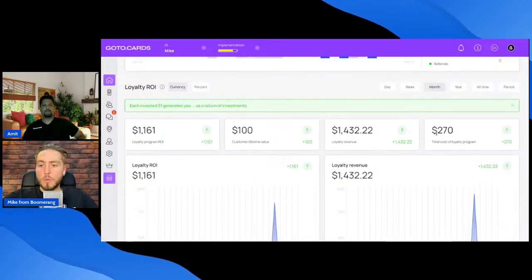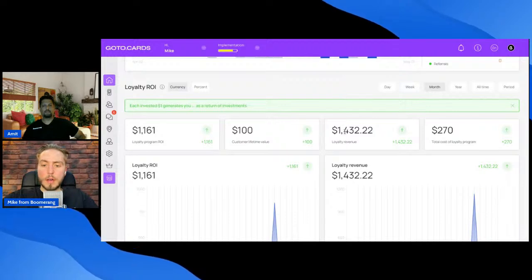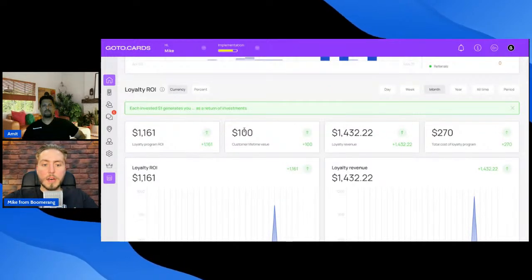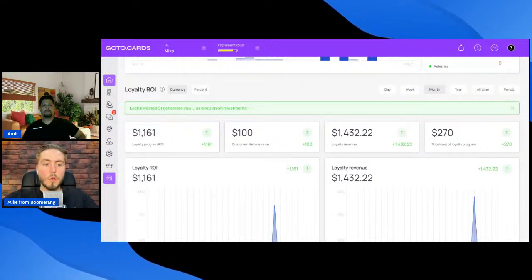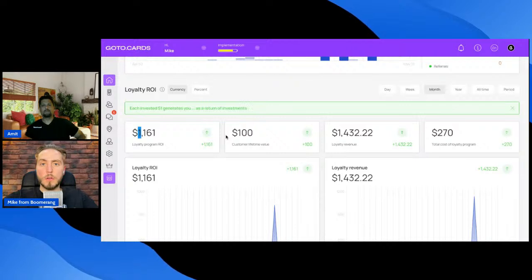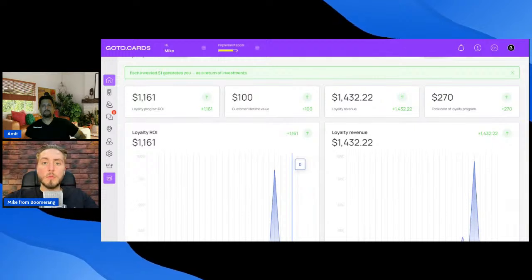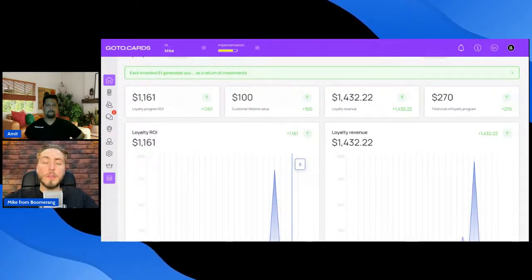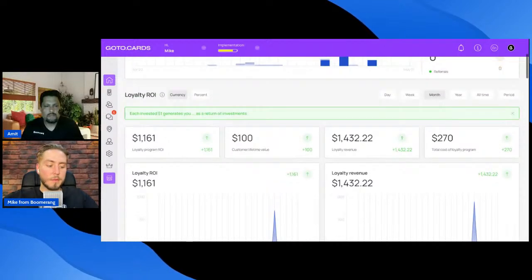With this loyalty program, we spend $270 a month to access the platform. The loyalty program generated $1,400, close to that. And the customer lifetime value in this case is $100. And the loyalty program generates as a return on investment $1,161 back. This is how it works. And you could show these numbers to your clients and explain how it works. And you could communicate about additional investments in loyalty easily when you prove that your investment in your services is profitable.